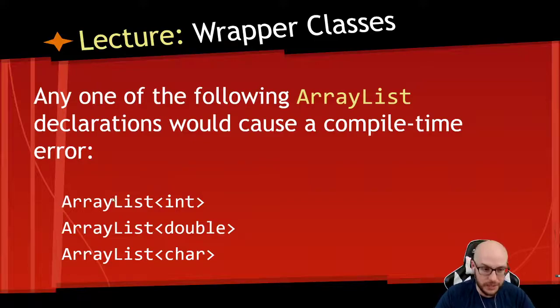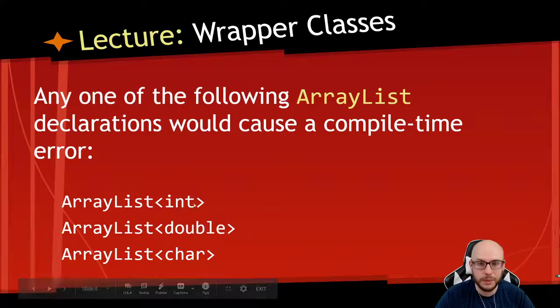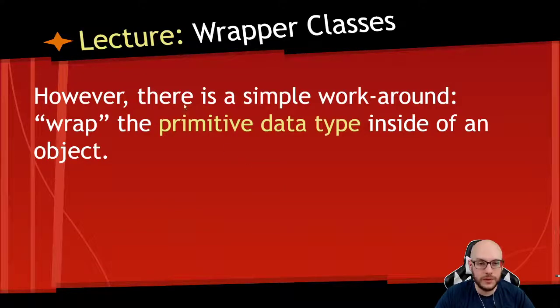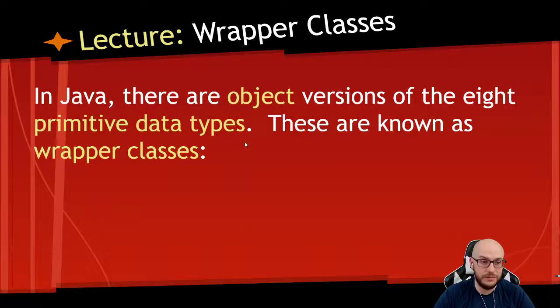So if we tried to create an ArrayList of int or an ArrayList of double or ArrayList of char, any of these primitive data types, it's going to be a compile time error. You just can't do this. However, there is a simple workaround. Let's just take the primitive data type and wrap it up in an object. It's kind of a dummy object. It's a wrapper, as the name suggests. You have the integer, and you're going to put an object around it.